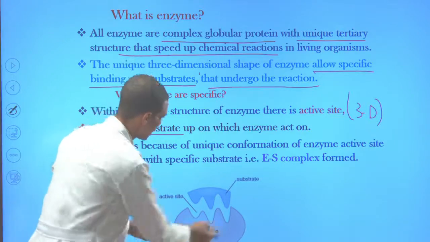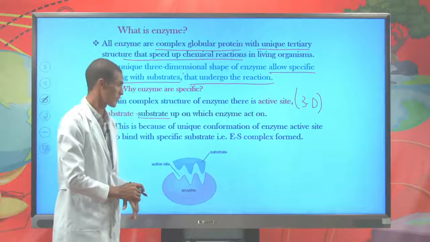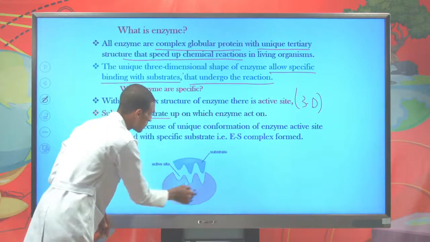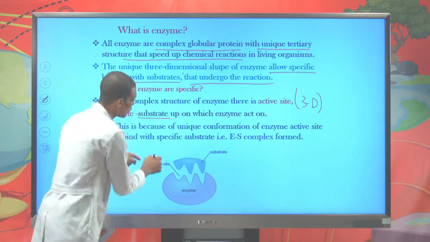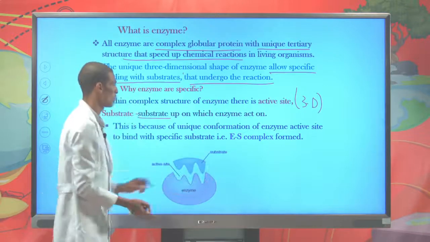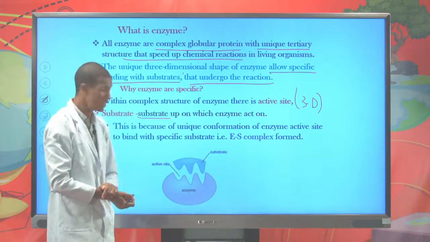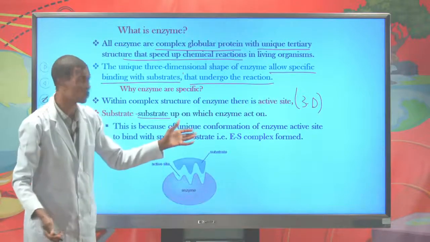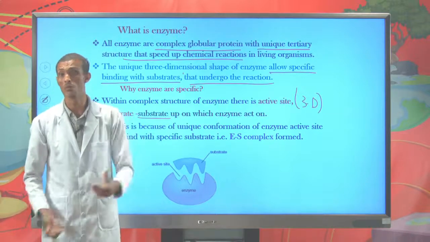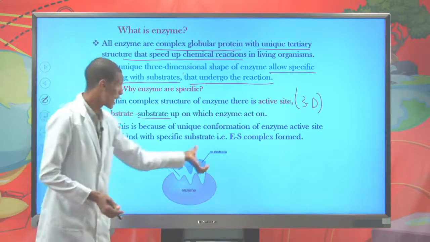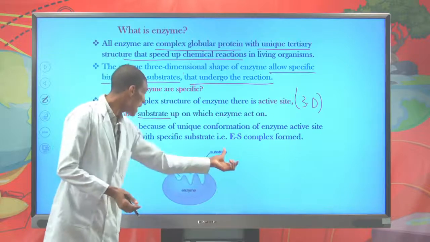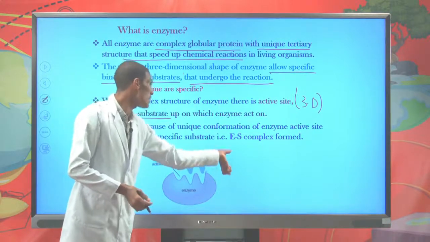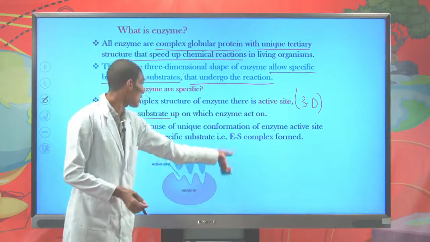For example, here, let's say this one is an enzyme. This enzyme has an active site. The shape of this three-dimensional structure of the active site allows it to bind specifically with a specific substrate. For example, the enzyme that catalyzes sucrose to hydrolyze it into its respective monomers can act on sucrose. No other enzyme can act on sucrose. Only the enzyme that catalyzes maltose can act on maltose.